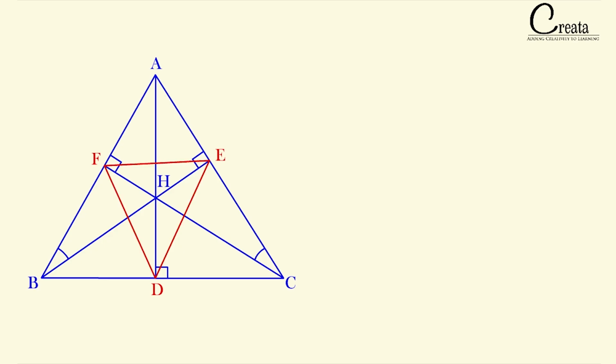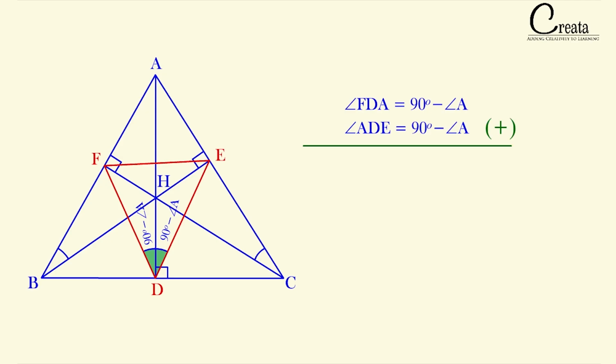Just now we have proved angle FDA is equal to 90 degree minus angle A and also angle ADE is equal to 90 degree minus angle A. So on adding, we got angle FDE, that is this complete angle, as 180 degree minus 2 times angle A. So we got angle D.